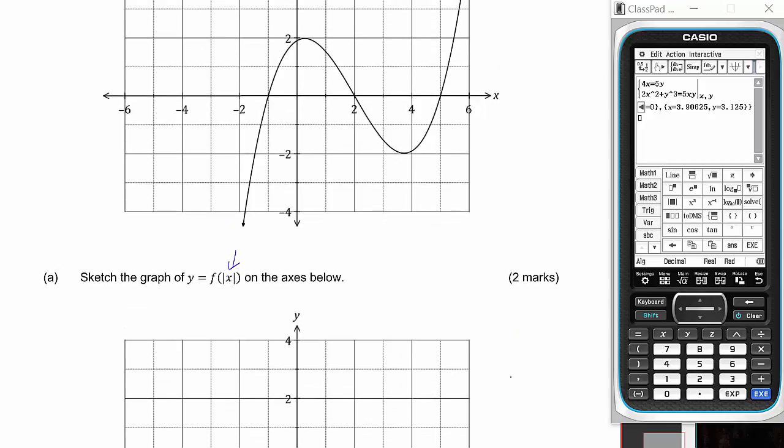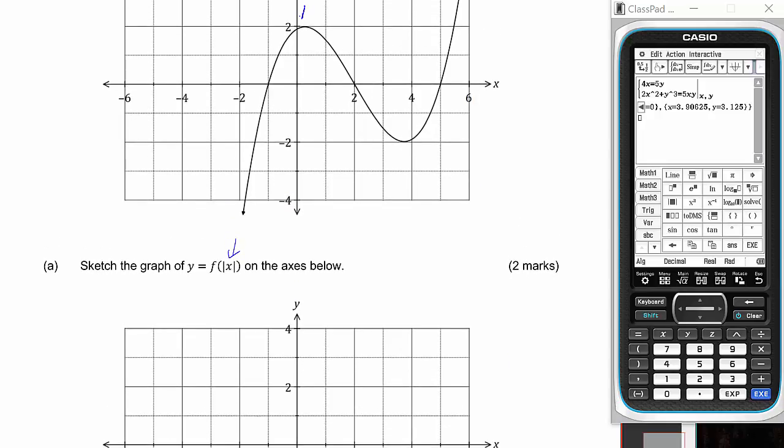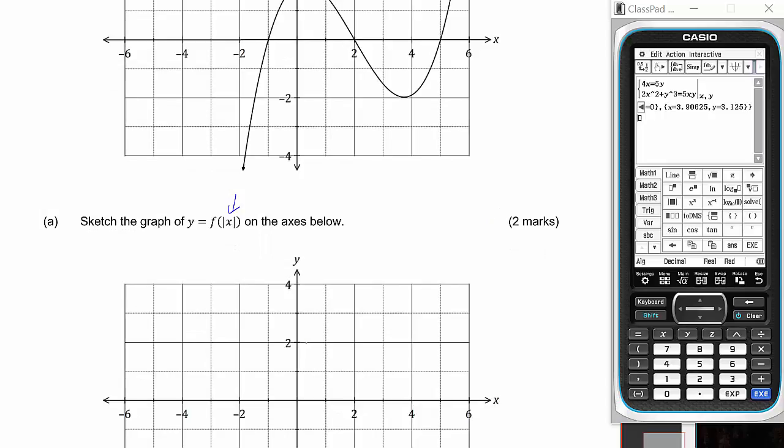Now, I'm just going to point a feature out here. Do you see how this turning point is just before there? That's going to give us a little cusp in the graph, and you've got to make sure you get that. So I'm going to put that on before I do anything else, this little cusp here.